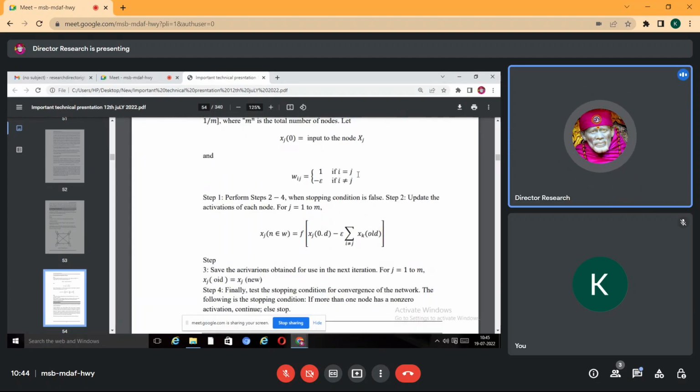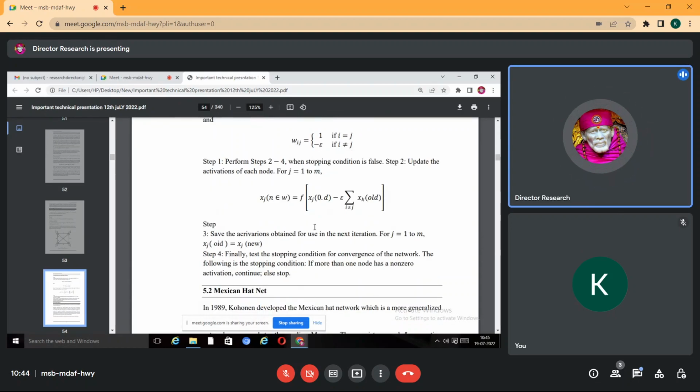wij is equal to 1 if i equals j. wij is equal to minus epsilon if i is not equal to j. Step 1: perform steps 2 to 4 when the stopping condition is false. Step 2: update the activations of each node for j equal to 1 to m. xj(new) is equal to f of xj(old) minus epsilon times the sum over k not equal to j of xk(old).